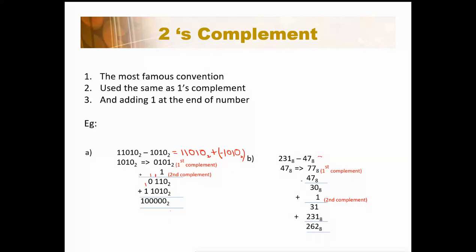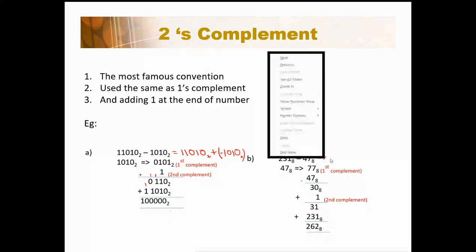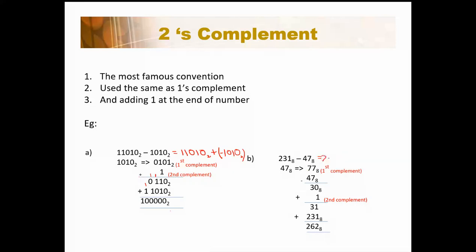So this one, when we transform it, you have 231 base 8 plus the negative of 47 base 8. Okay, all right, so where is the negative? This will be the negative one that you need to complement. So 47 base 8, so how do we do a first complement in the octal?